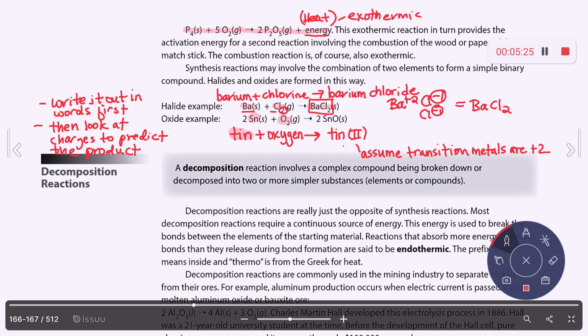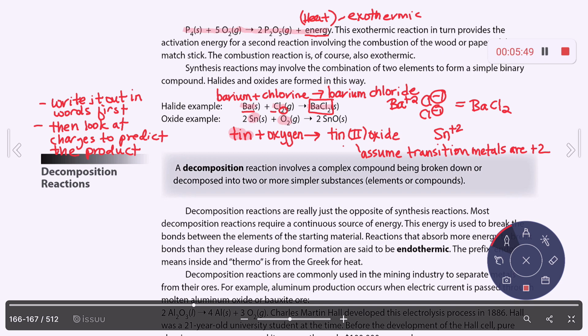So that's why I wrote the Roman numeral there after the tin. Okay, so this would be tin, Roman numeral 2, oxide. That would be the name of the compound that I'll make. Then we will look at the charges to predict the product. Tin is Sn. The Roman numeral 2 means it has a +2 charge.